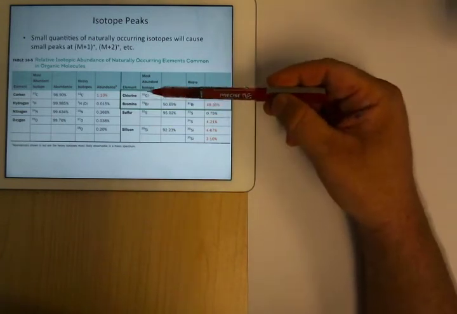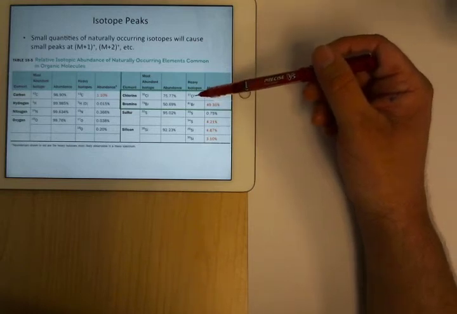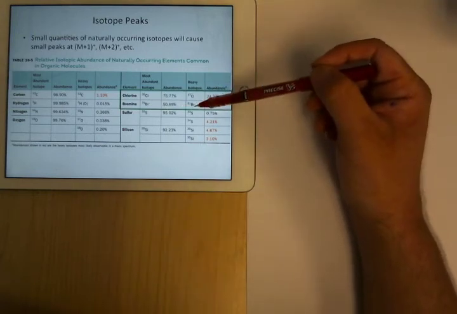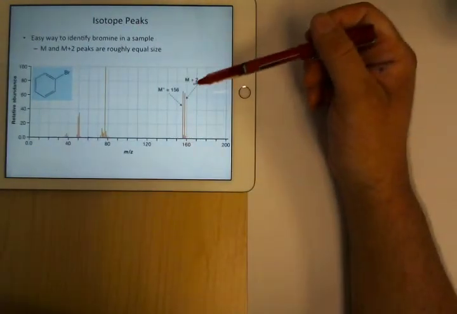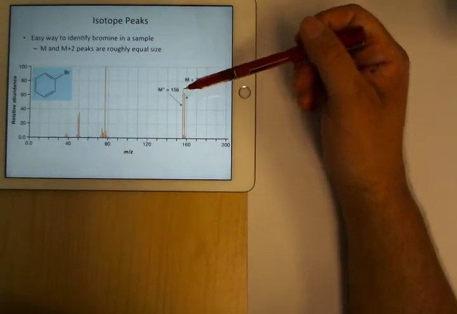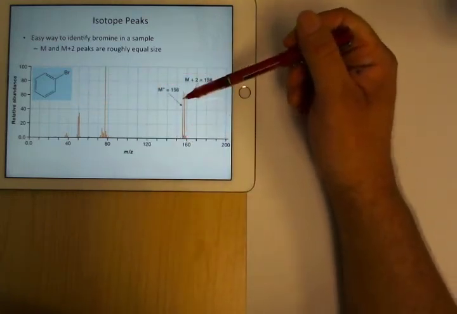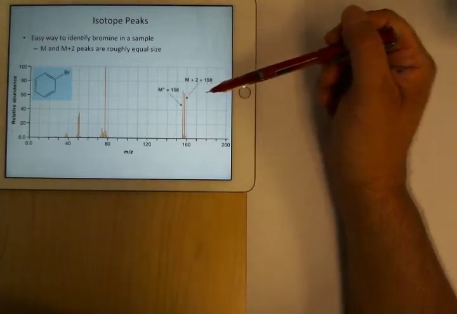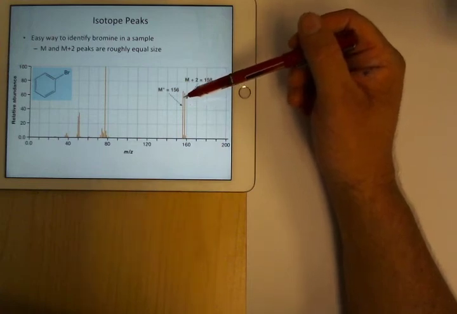For chlorine, almost a quarter of the chlorine atoms are going to be chlorine-37 instead of chlorine-35, and for bromine, half the sample is bromine-79 and the other half is bromine-81. So if your molecule is, say, 156, half of them are going to have that bromine-79, and the other half are going to have bromine-81. So it's going to be 2 larger, and the two peaks are going to be roughly equal size.